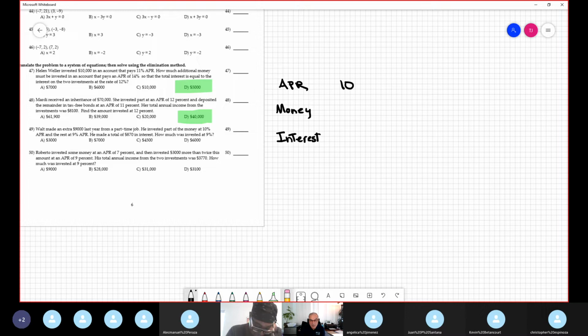Interest. 10. And the money that I deposit, I have no idea, no? Because he invested part, what does part mean? Split the money, X. And the rest, guess what, is at 9%.